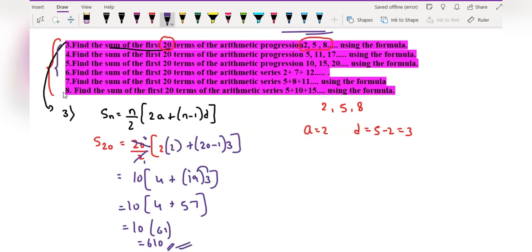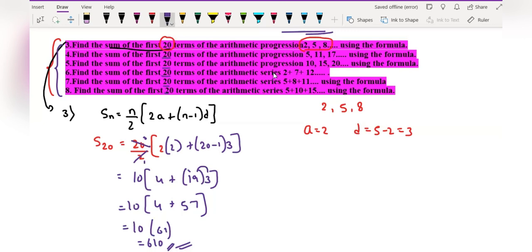are of similar kind. You have to use the same formula, just a and the common difference and the n value change. As you can see, n value is also similar. In all these questions, they are asking you to find the sum of 20 terms. So the n value is the same for all these questions, just a and the common difference change.